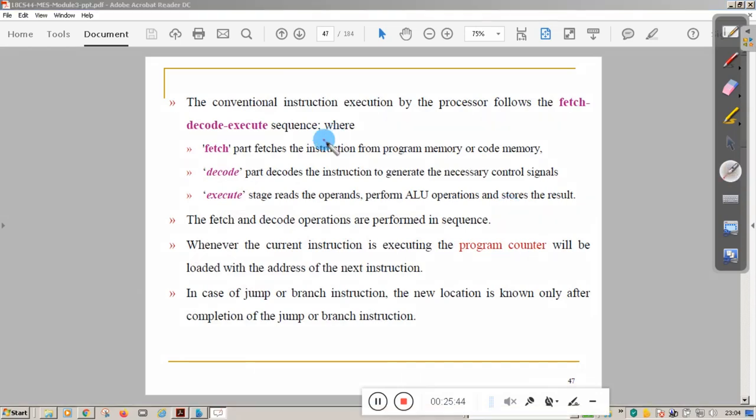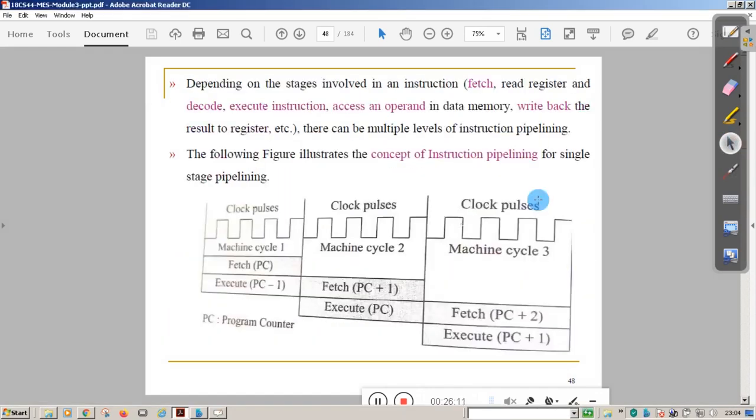We need to understand here that conventional instruction execution by the processor follows fetch, decode and execute. Fetch means this part will fetch the instruction from the program memory or code memory. Decode means it will analyze the instructions and send the necessary control signals to the various functional units. The execute stage reads the operands, performs the ALU related operations and stores the result. In order to improve the performance, the ARM RISC processor makes use of pipeline. Pipeline will improve the performance.